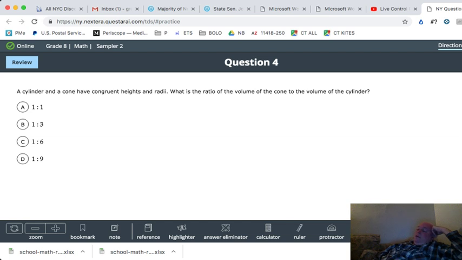One is congruent. Congruent means the same size, the same shape, the same angles. So if it has congruent height, it means the height of the cone and the height of the cylinder are exactly the same. If they have congruent radii, so radii is the plural for radiuses, okay? So it means the radius of the cone is the same as the radius of the cylinder.